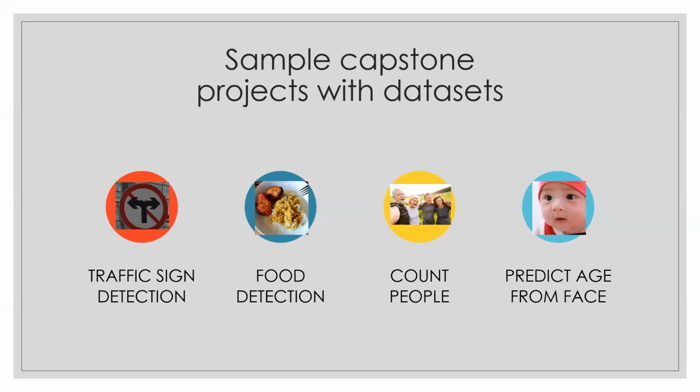Therefore, I will show some sample projects here. And if you like, I hope that you would use this approach in your projects. There are four projects, as you see on the slide. The first one is traffic sign detection. The next one, food detection. The other one is count people. And the other one is predict age from face.